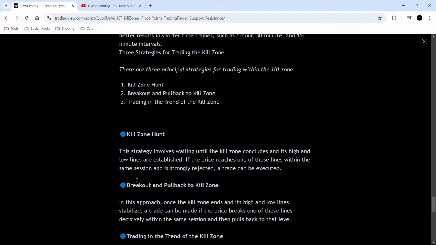Kill zone hunt. This strategy involves waiting until the kill zone ends and its high and low lines are established. If the price reaches one of these lines within the same session and is strongly rejected, a trade can be executed.